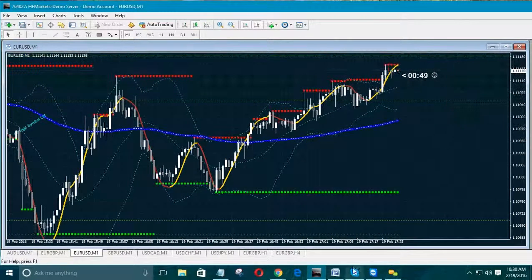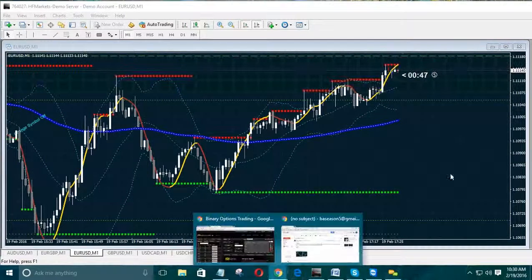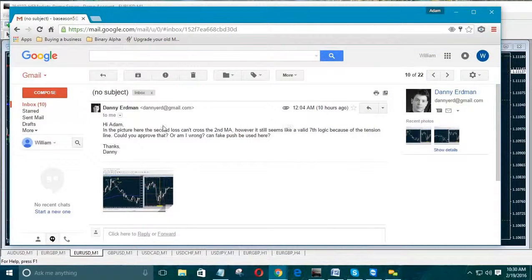Okay, let's go to our next question here. In the picture here, the second loss can't cross the second moving average. All right, let's see what happened here.